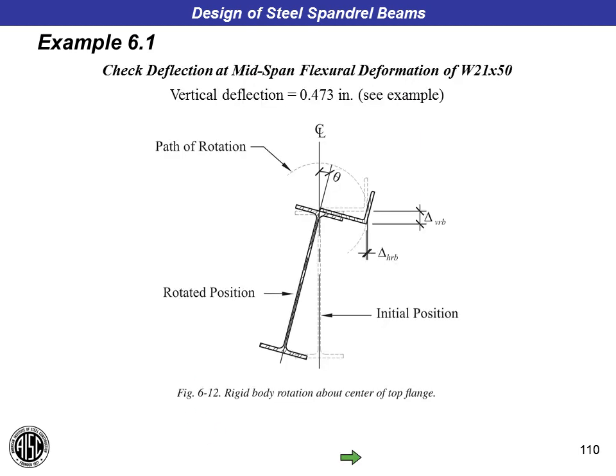Now let's look at the rotations we get. We're going to cut to the chase a little bit and move up to a W21x50, so a larger section than we were just looking at, but everything else remains the same. So vertical deflection is 0.473 inches to start with. So we've got a stiffer section.